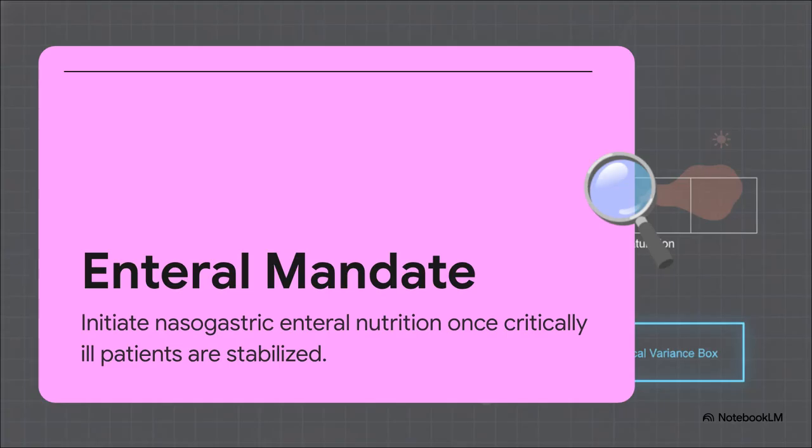Transitioning over to a major nutritional paradigm shift, we need to define the enteral mandate. In severe or critically ill necrotizing cases, placing a nasogastric or nasojejunal tube and initiating enteral nutrition within 24 to 48 hours is absolute. That is, once the patient is hemodynamically stabilized, of course. The old days of waiting days and days to feed these patients, those are over.